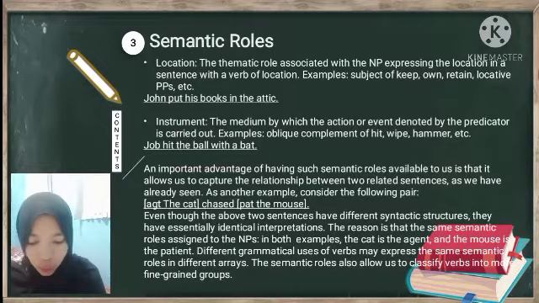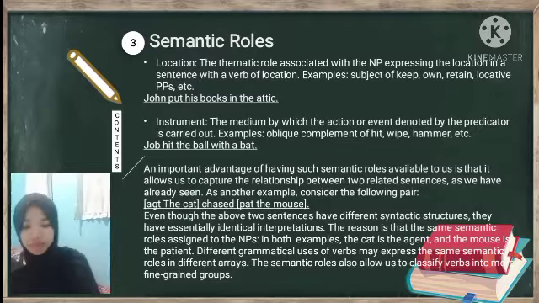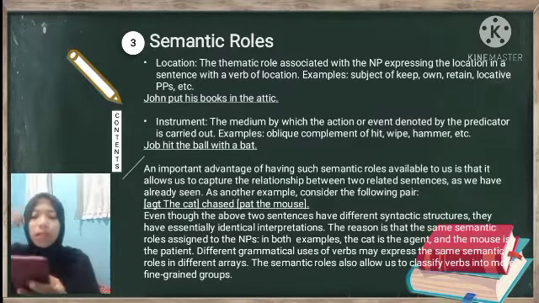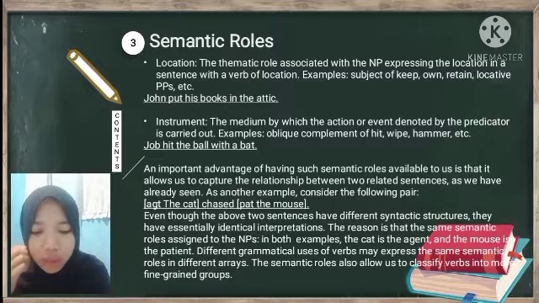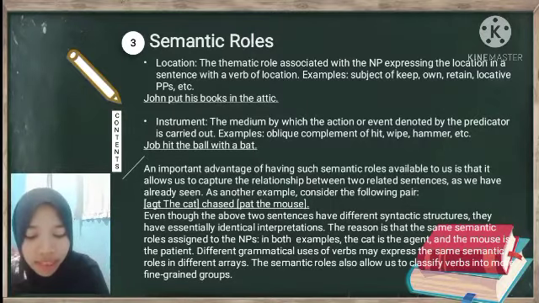And then location. Location is the thematic role associated with the noun phrase expressing the location in a sentence with a verb of location. Examples of location are keep, own, and locative prepositional phrases, and etc. The sample sentence is: John put his books in the attic.